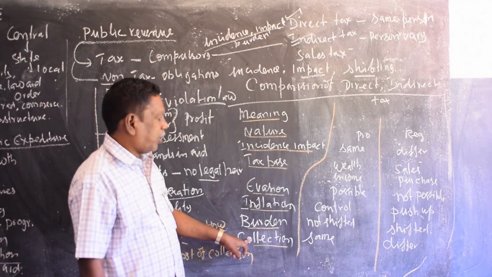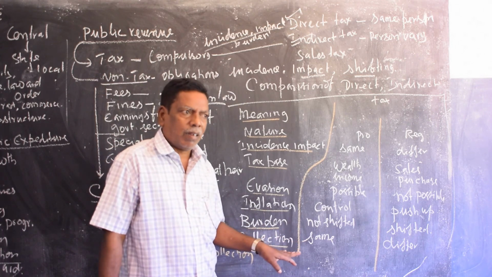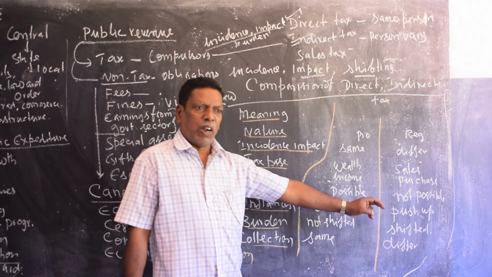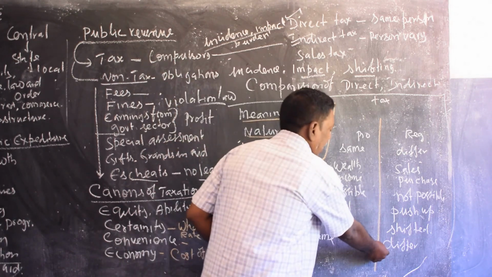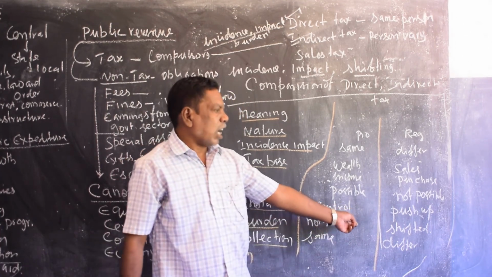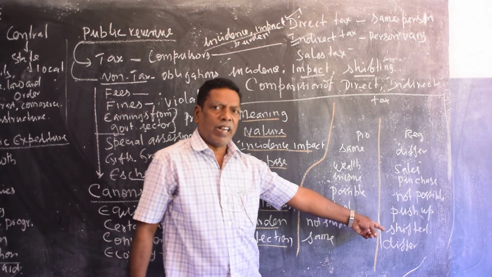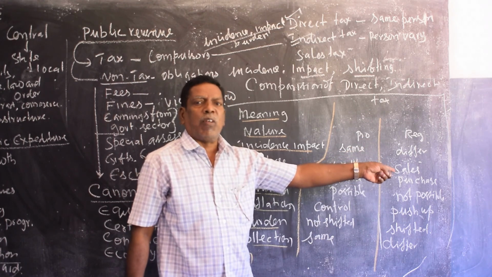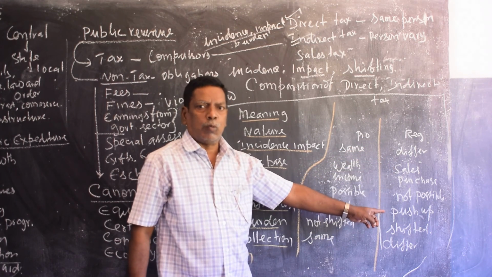And then collection: in direct tax the tax is collected from the same person, in indirect tax the tax is collected from a different person. How is it? Initially the manufacturer of a commodity pays the tax and transfers the tax amount to the wholesaler. The wholesaler transfers it to the retailer and the retailer transfers it to the final consumer. That is the transfer part of it.